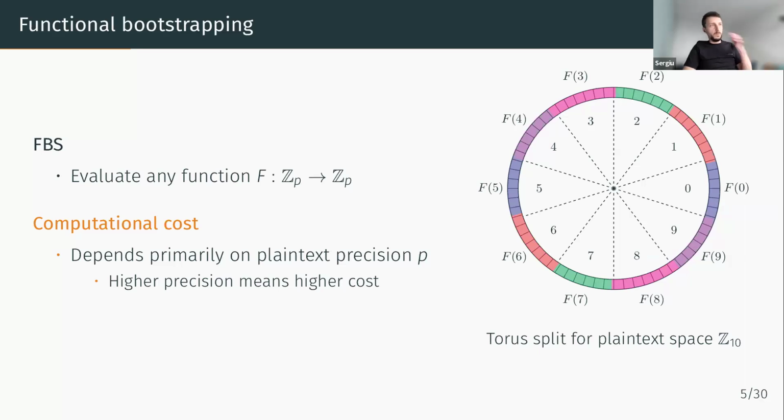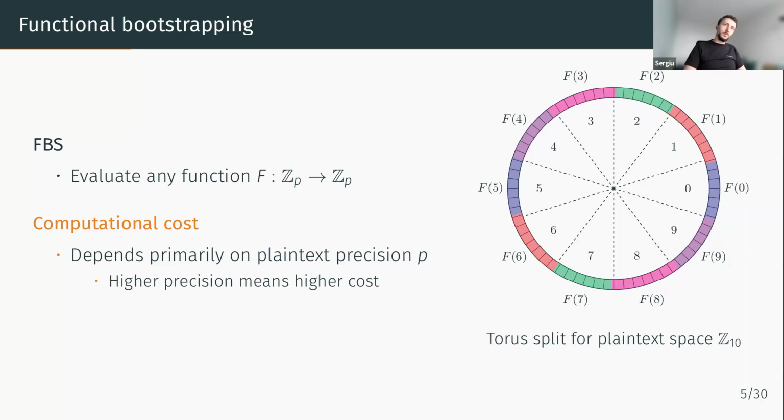The computational cost of a functional bootstrapping depends on this plaintext space size P, because in order to be able to support a large plaintext space, you must have a more precise bootstrapping. So the parameters of the corresponding scheme will increase, and you will be less performant.